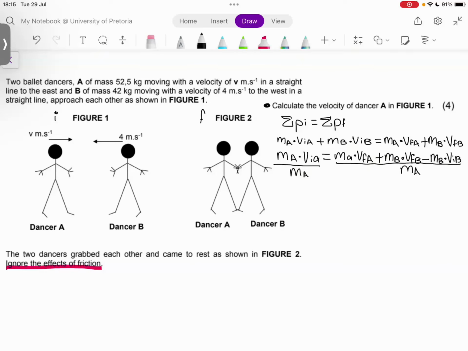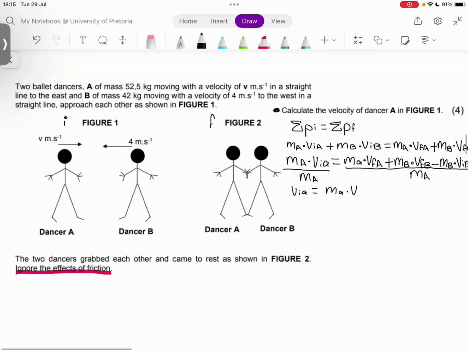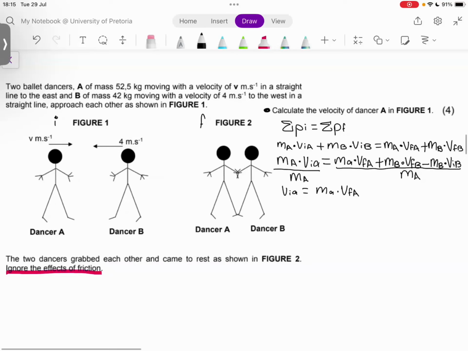Note how I'm dividing all terms on both sides of the equation by the mass of A. After doing this, I'm then left with VIA equals the mass of A times the final velocity of A plus the mass of B times the final velocity of B minus the mass of B times the initial velocity of B. And all of this is divided by MA.